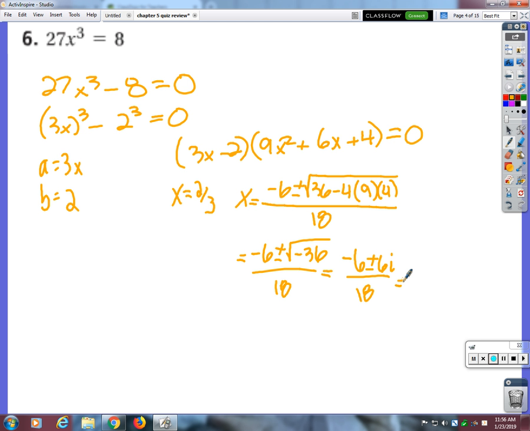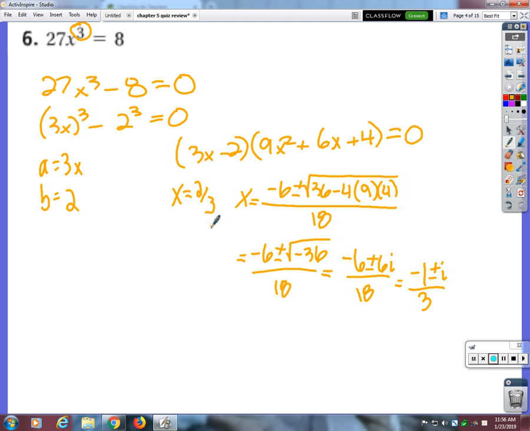Okay? All right. Then since 6 goes into all of these evenly, I can write as my final answer negative 1 plus or minus i over 3. And so once again, I have 3 answers: 2/3, and then this plus and then this minus.